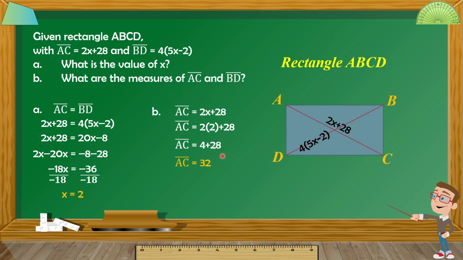Yan yung haba niya. Ngayon, paano mahanap si diagonal BD? Simple lang. Apply lang natin yung theorem number 2 since congruent yung mga diagonals ng isang rectangle. Kung 32 si AC, then si diagonal BD ay 32 din.